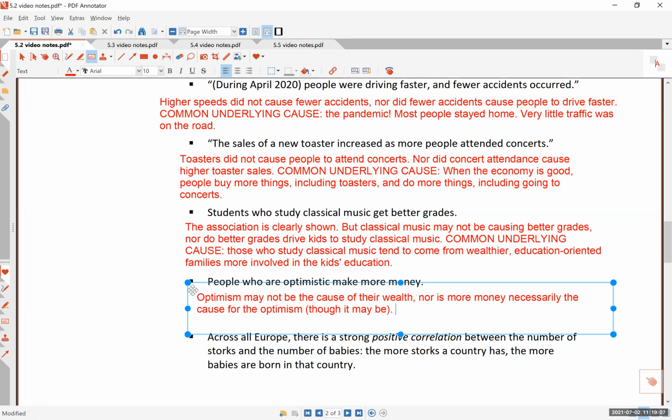Okay, so think of a common underlying condition or common underlying cause. What's making some people optimistic and also, at the same time, making them richer or wealthier? Okay, can you think of a common underlying cause? Yeah, in this case, one accepted theory is that those from a more secure background tend to get better jobs. Okay, so in other words, people with a more secure family background tend to get more high-paying jobs and not worry too much about the future.